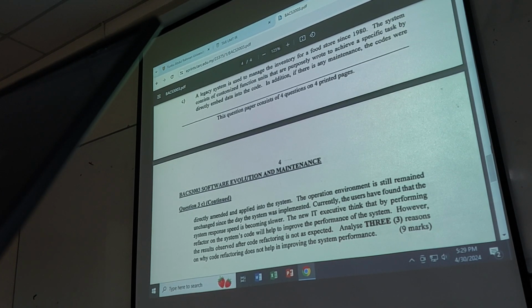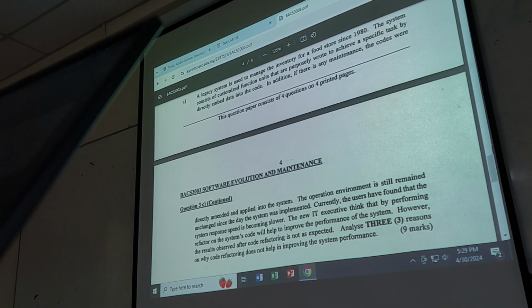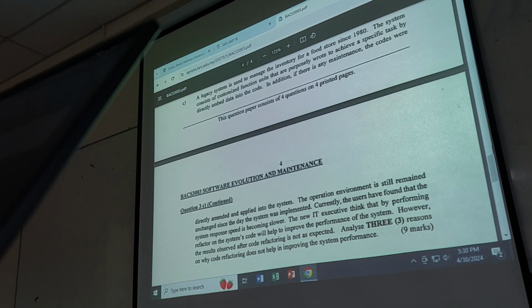So now the user found that the system response speed is very slow. It's becoming slower and slower. Then the IT exec thinks that by performing refactoring of the system code will help improve the performance of the system. But the result after refactoring is not as what they expected. Analyze 3 reasons why this result is not that efficient. So what are the 3 factors? 3 reasons. Also an open question, but based on the scenario.